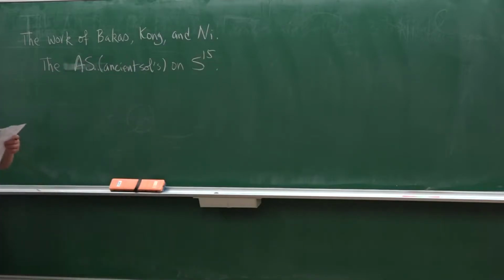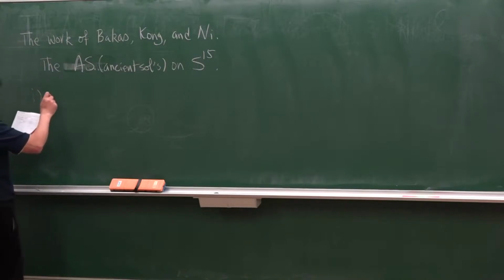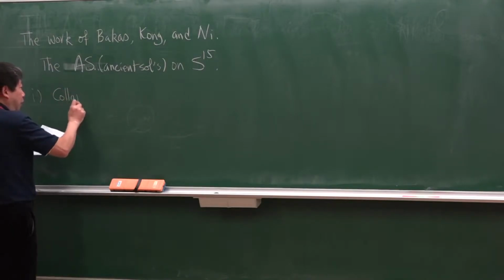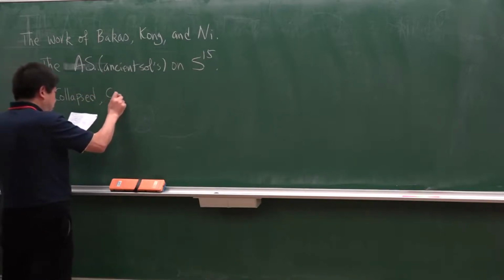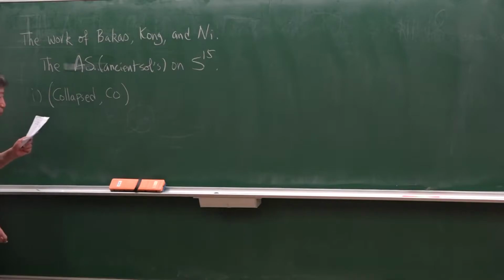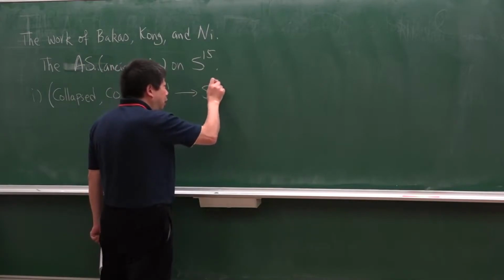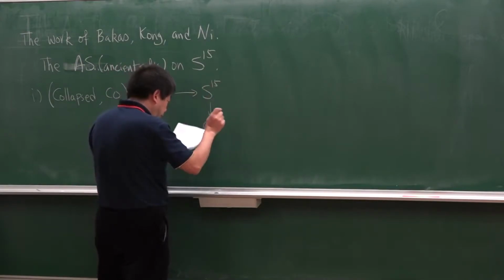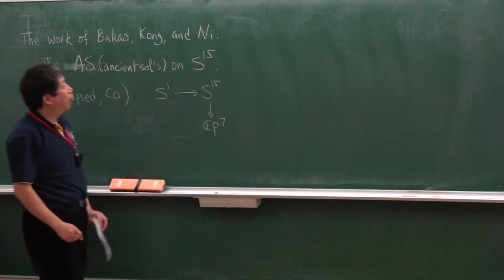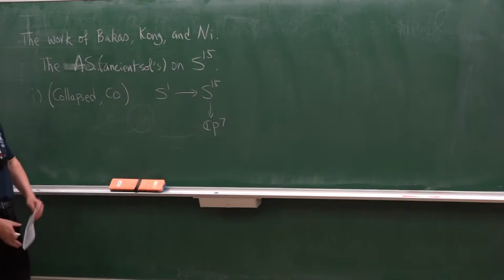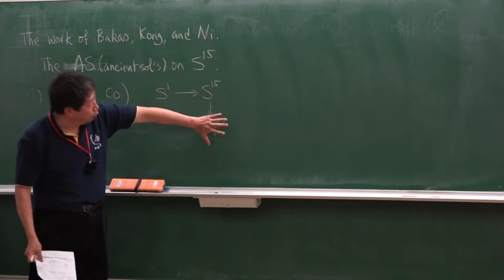So they construct basically five different ways, construct 5 different Ricci flow solutions on S15. And so let's see. The first one is basically you realize S15 as a fiber bundle. So this fiber bundle is, you have this canonical line bundle.